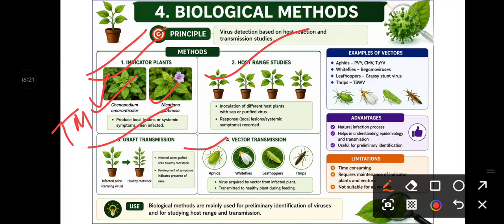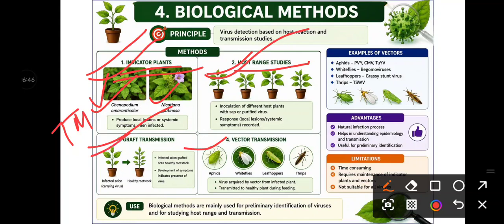Okay, so indicator plants are mostly used for virus detection. Then host range studies. For viruses, host specificity is very high. So a particular virus can produce disease in a particular range of plants only, on specific plants only. So host range study is also helpful for predicting or detecting the virus.